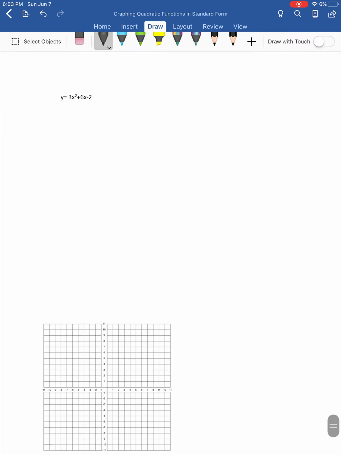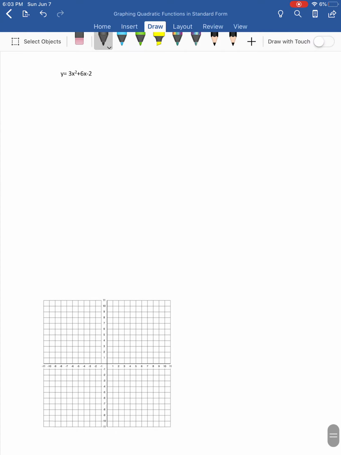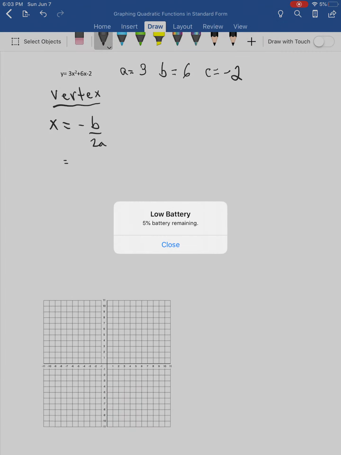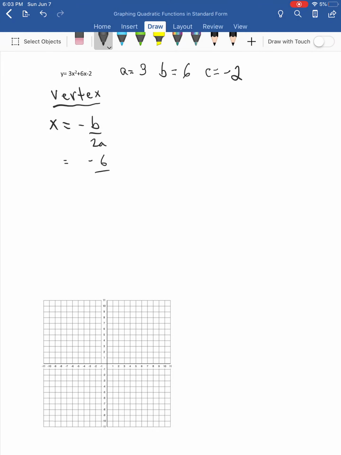Let's try another one. y equals 3x squared plus 6x minus 2. So let's get the vertex. To get the x, we're going to use x equals negative b over 2a. Let's identify a, b, and c. a is 3, b is 6, and not that we need c, but c is negative 2. So negative 6 over 2 times 3, which comes out to negative 1.